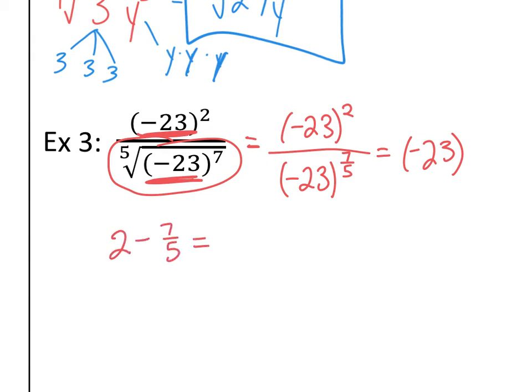You could plug that into a calculator. If I wanted to do it by hand, I would just need to make 2 have a denominator of 5, so I need to multiply it by 5 over 5, which gives 10 over 5. So 10 over 5 minus 7 over 5, I think 3/5 is going to be our answer there.